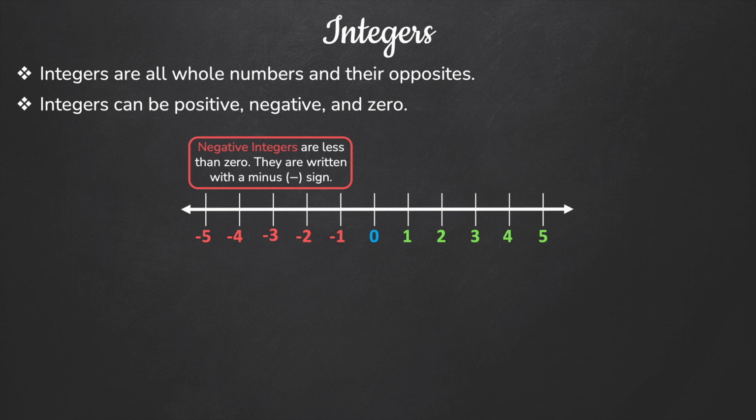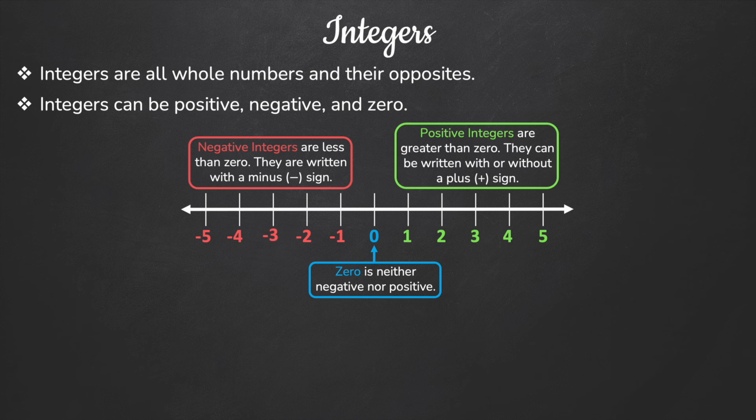Negative integers are less than 0. They are written with a minus sign. So this minus sign before the number indicates that they are negative. 0 is an integer, but it's neither negative nor positive. And then here we have our positive integers, which are greater than 0, and they can be written with or without a plus sign.